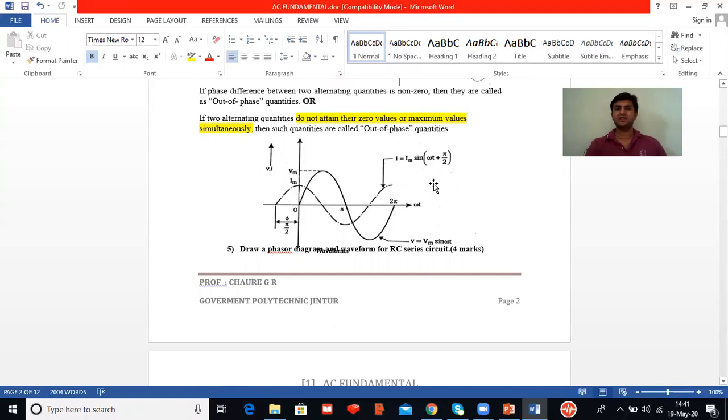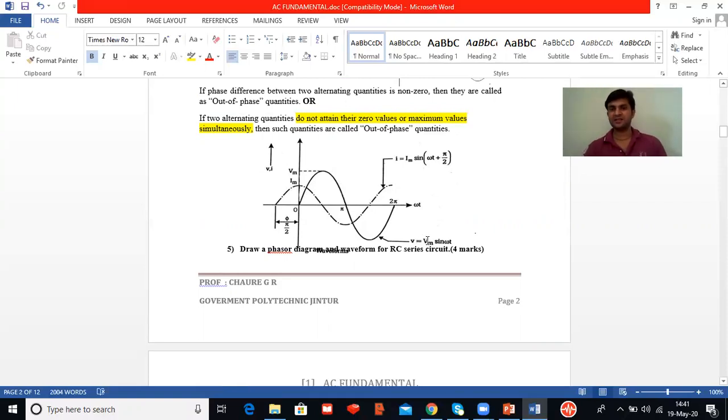V of t is equal to Vm sin omega t, and this is the waveform for current: i is equal to Im sin(omega t plus pi by 2). It means the current waveform attains its zero position, its maximum position and minimum position earlier than the voltage quantity, earlier than the other alternating quantity, that is the voltage waveform. So the current is leading the applied voltage Vm sin omega t.